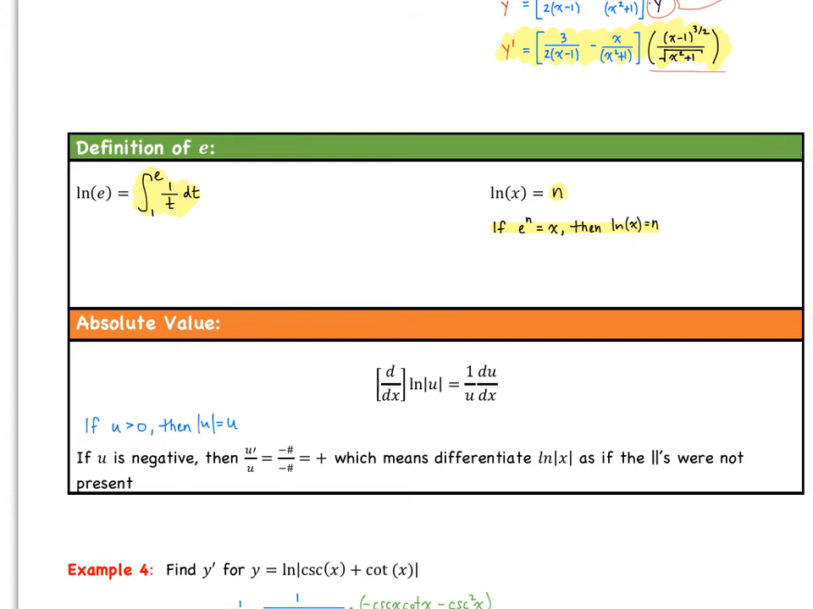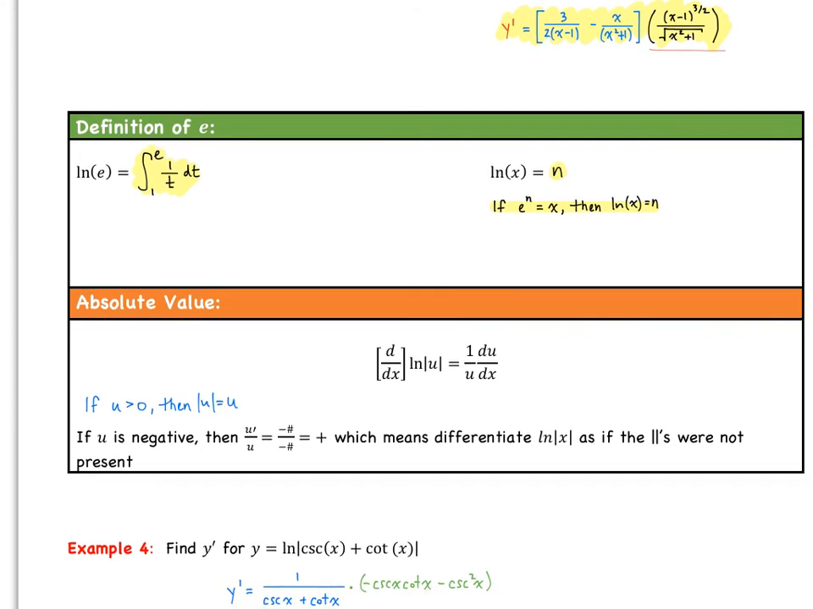All right, absolute value, we can say the derivative of ln of the absolute value of u is u prime over u, and that's if u is greater than 0, then we know the absolute value of u equals u, right? If u is negative, then u prime over u is going to be a negative number over a negative number, which is a positive. Which means differentiating the natural log of the absolute value of x as if the absolute value bars were not present. So we really don't need to worry about those, is what it is saying, okay?